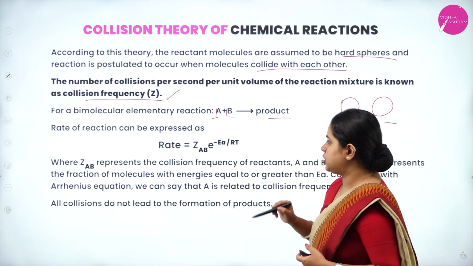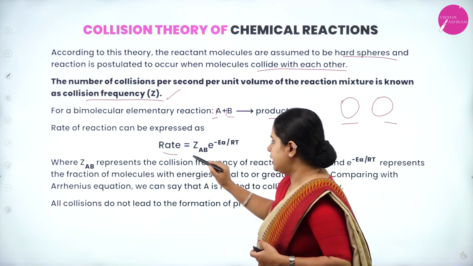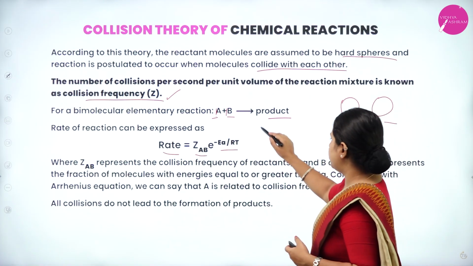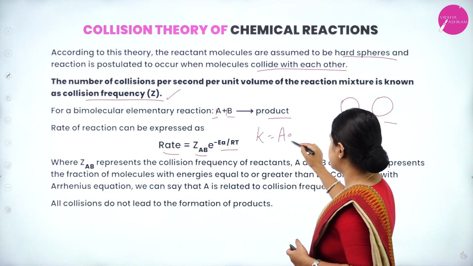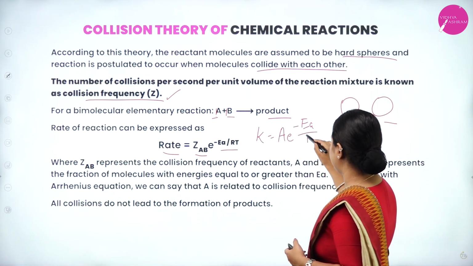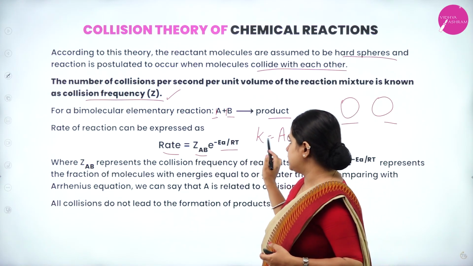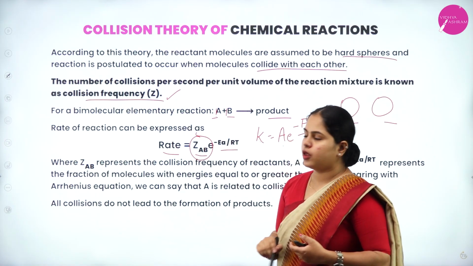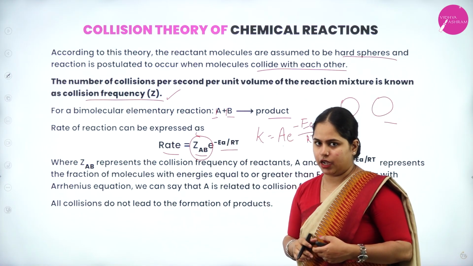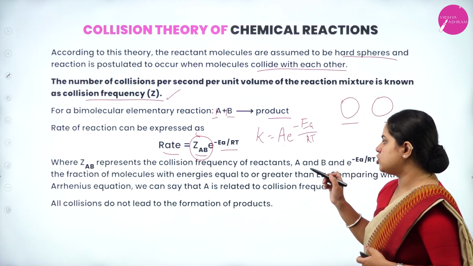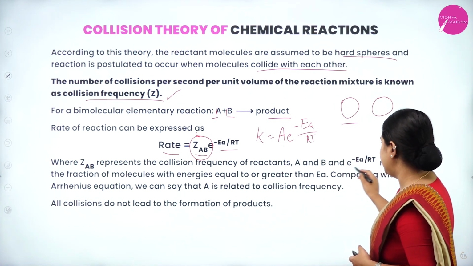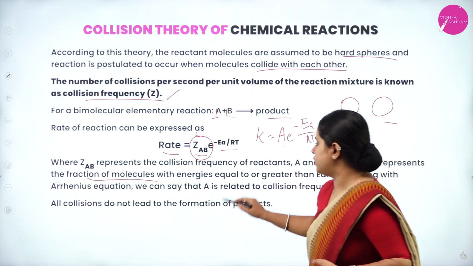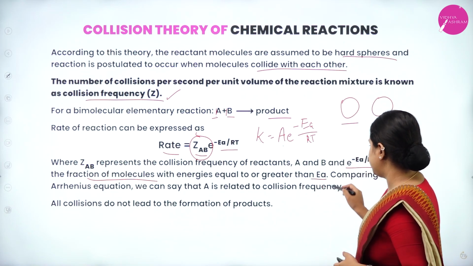So now the rate of the reaction can be represented as rate is equal to Z_AB into e to the power minus Ea by RT. You are already familiar with this equation, the Arrhenius equation, k is equal to A into e to the power minus Ea by RT. So here rate stands for k itself, and instead of A we have written Z_AB, which is the collision frequency of A and B. I hope it is clear. So Z_AB represents the collision frequency of reactants A and B, and e to the power minus Ea by RT represents the fraction of molecules with energies equal to or greater than the activation energy.